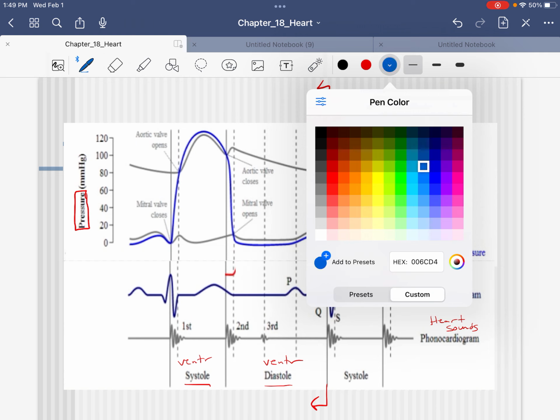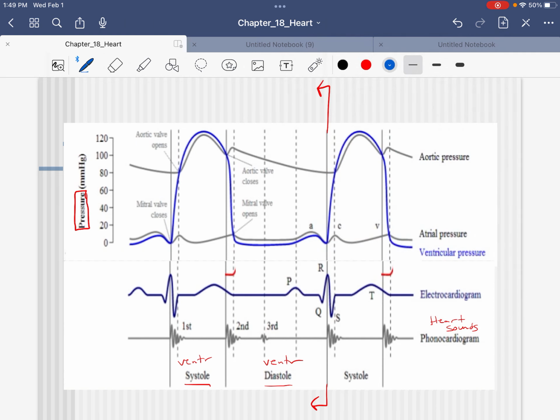This blue line, you see this blue thing going up? That's what we're focusing on. So I'm going to erase this, but this is ventricular pressure. Didn't we say that blood moves through the heart along a pressure gradient? Well, of course it does. So this is going to show us that pressure gradient. Now, before we get to ventricular systole, this was phase number 2 of the cardiac cycle, and this is phase number 3 of the cardiac cycle.